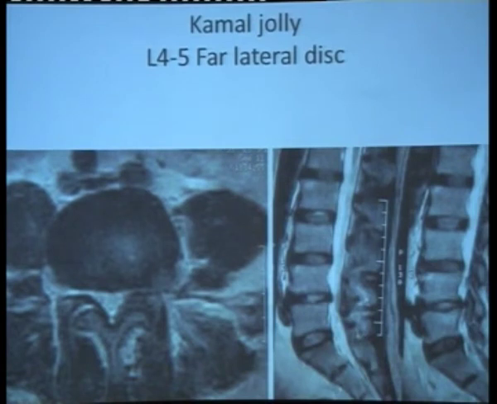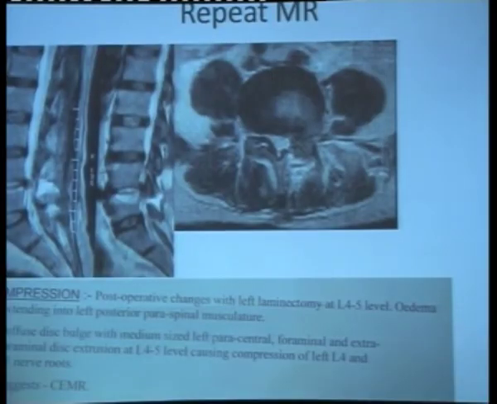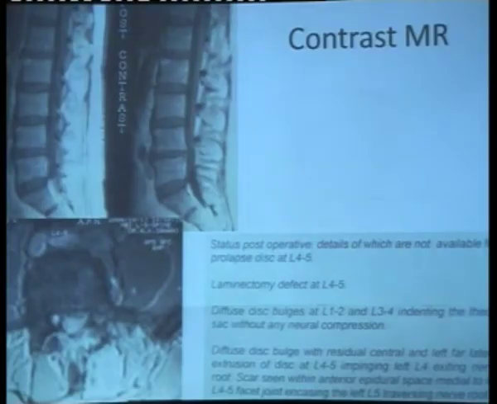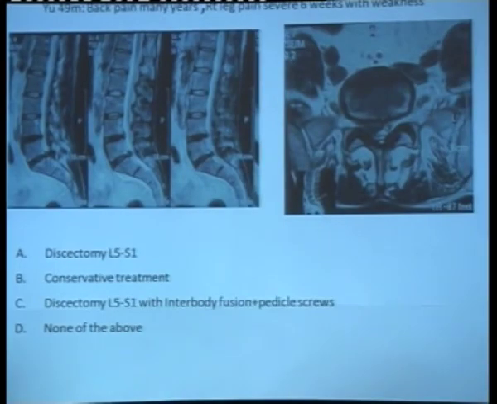I think Dr. Rajshekharan showed a far lateral disc. This patient had a discectomy through a traditional approach, and you can see he had a discectomy and the disc was still there and he was in severe pain. He had a repeat MR which showed that the pathology persisted, so the surgeon didn't do the right thing, and that's why it failed. So he had to have a repeat surgery, and this is a big surgery. From a small surgery, he should have had a Wiltse approach.